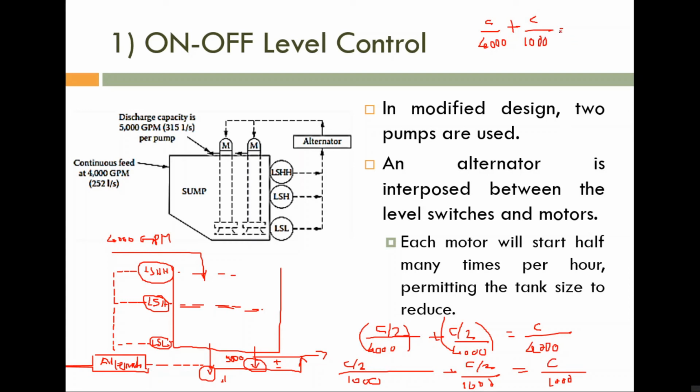So that is equal to C by 4000 plus C by 1000. Means I think it is 5C divided by 4000. Am I correct? So I think this is C by 800. So this one is the operating time of both pumps. Even if we are operating these two pumps alternatively, the operating time is same.